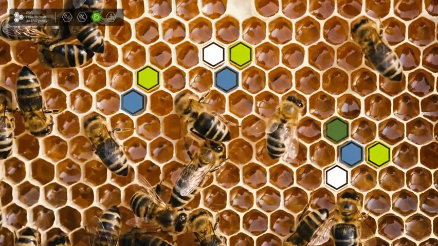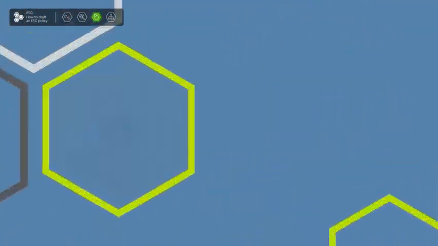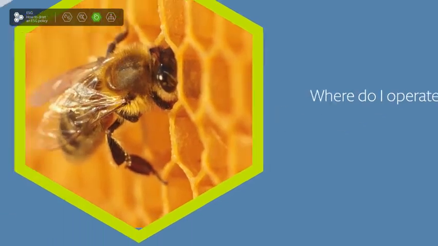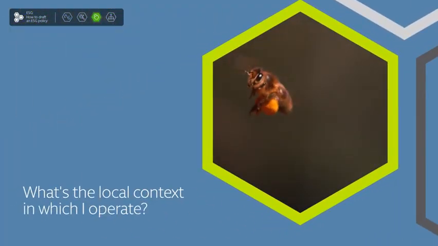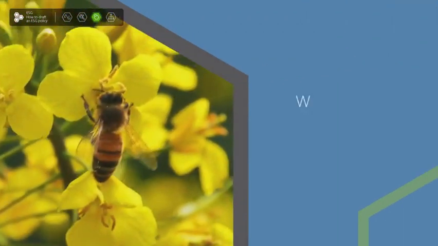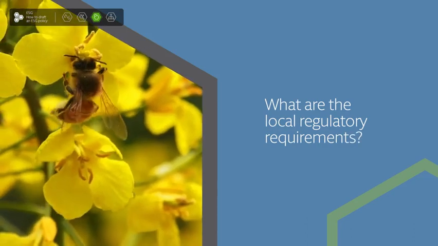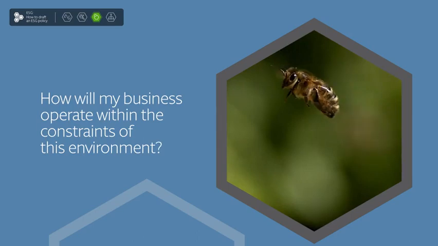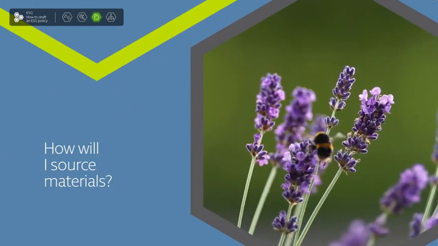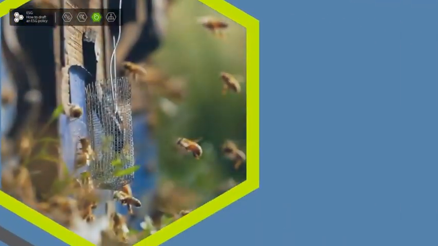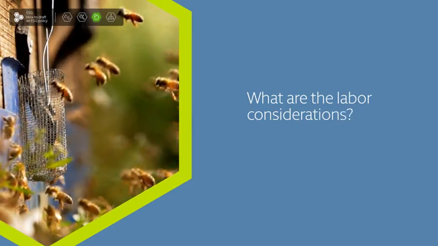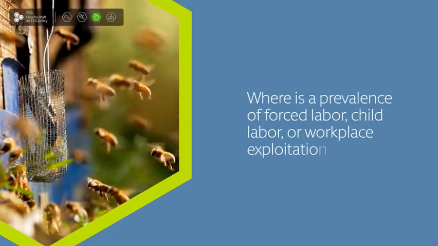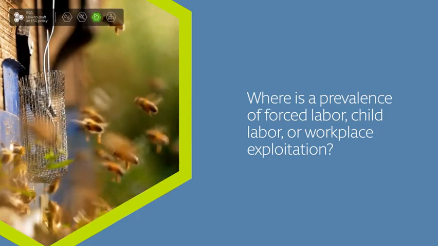Instead, look at your business and value chain through a variety of lenses. Like, where do I operate? What's the local context in which I operate? What are the local regulatory requirements? How will my business operate within the constraints of this environment? How will I source materials? What are the labor considerations? For example, where is there a prevalence of forced labor, child labor, or workplace exploitation?